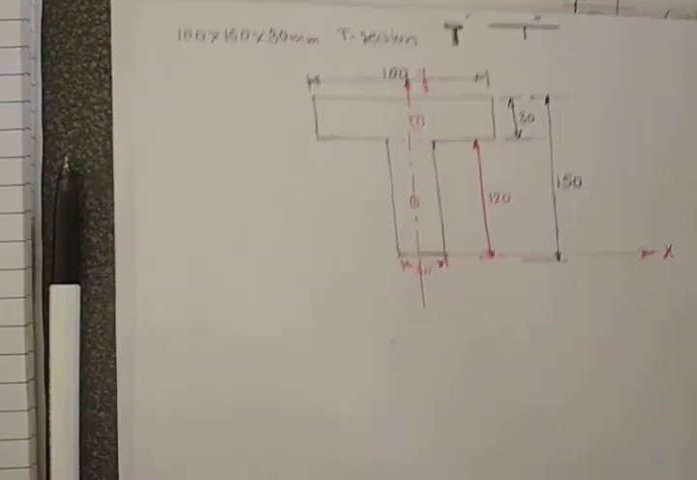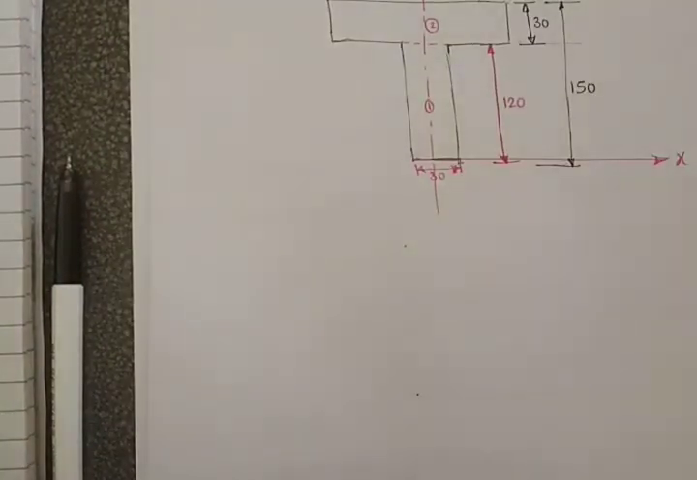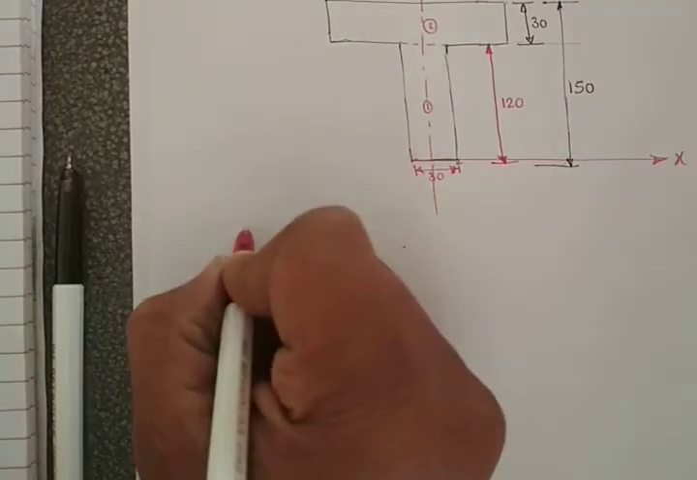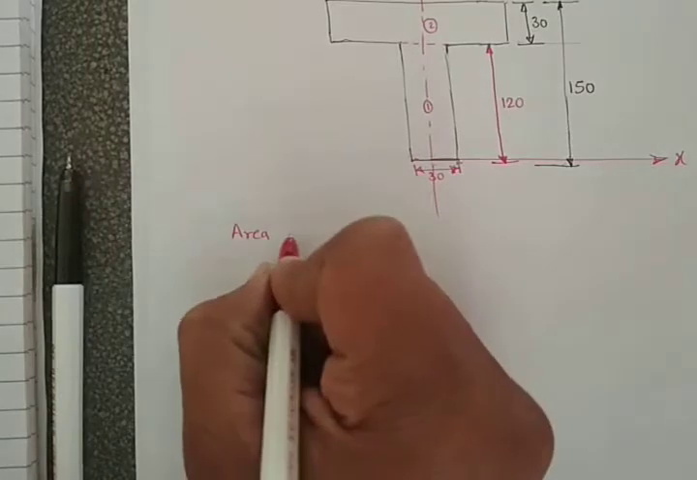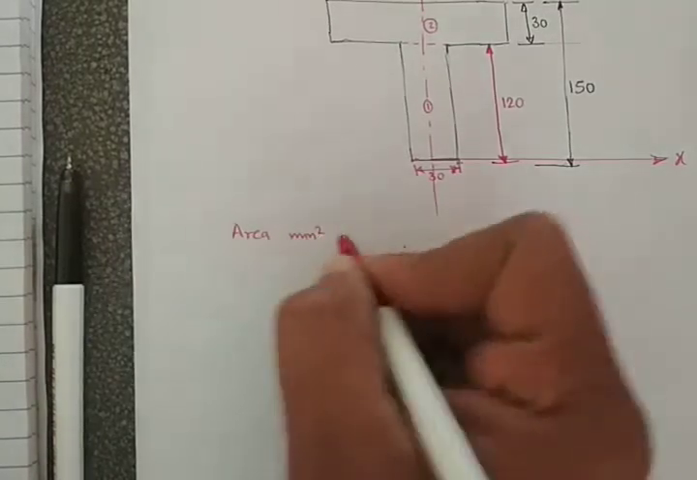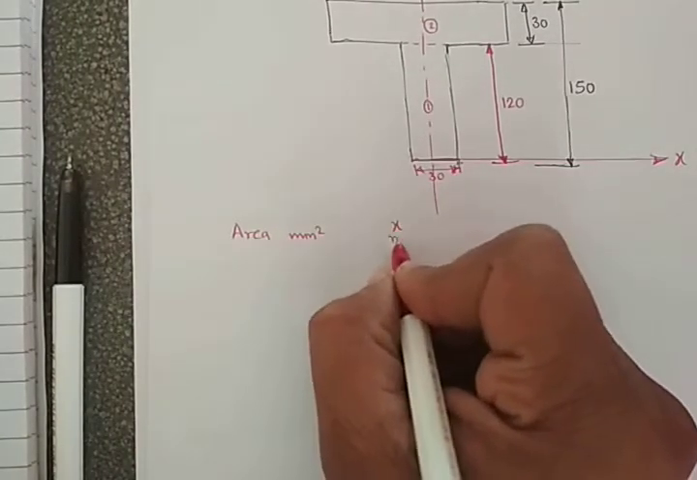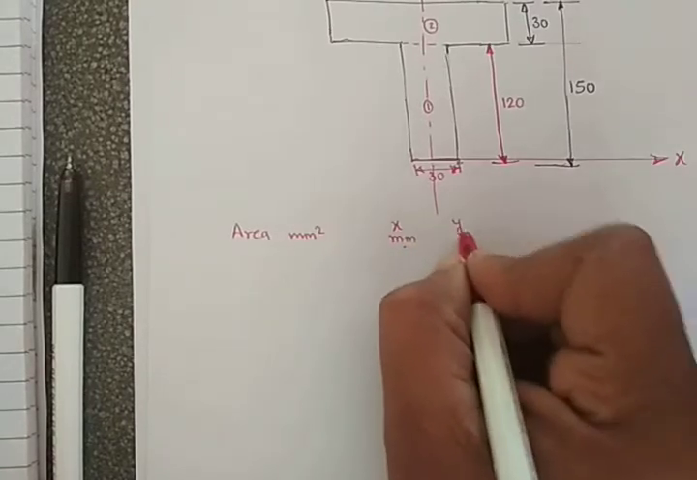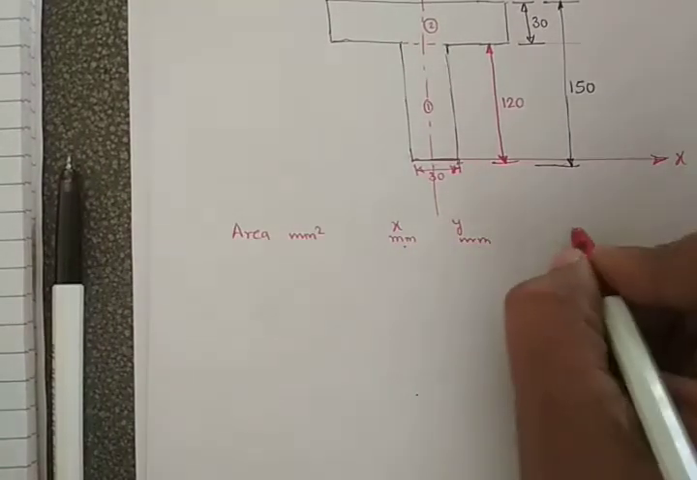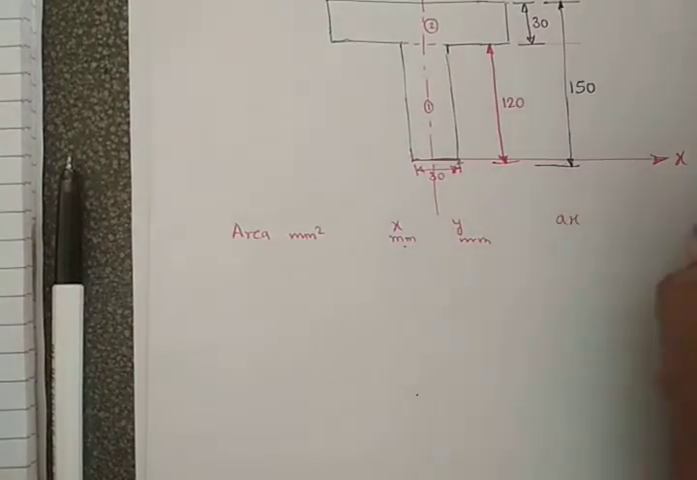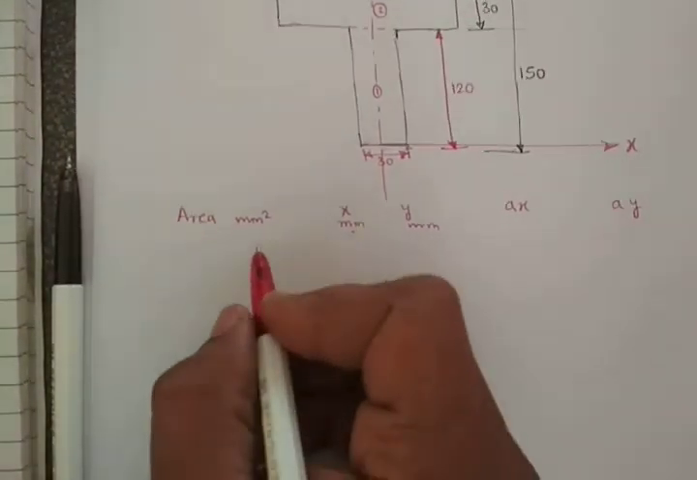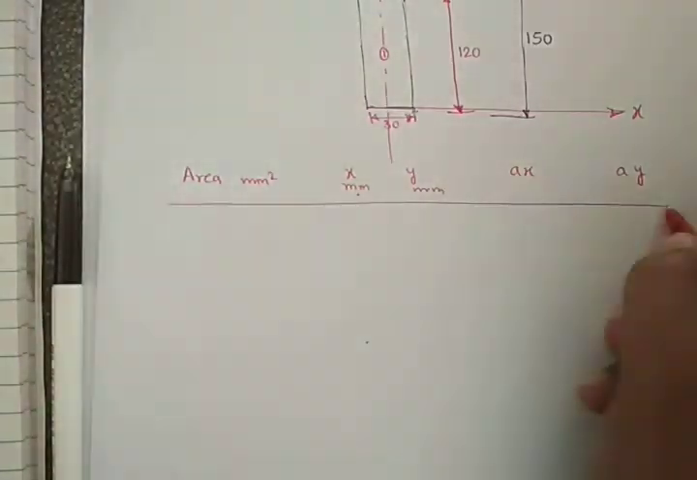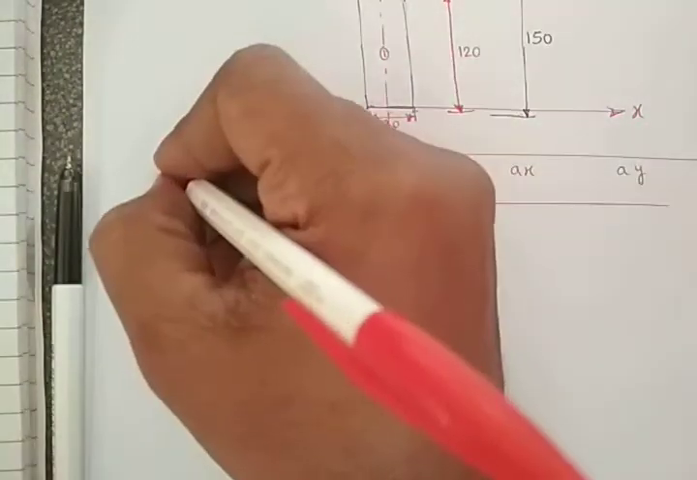Okay. Now next step, you draw one table like this: area in mm square, X in mm, Y in mm, AX and AY. A little bit properly you have to draw. Roughly I am drawing this.